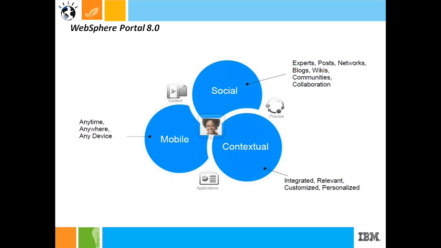Then blogs, wikis, communities, collaboration, everything is being provided by version 8. Then integrated, relevant, customized and personalized. So probably I have my third view, that is a contextual view of the portal, which is an integrated view, very relevant to the customer, even customized based on my customer needs, and personalized. Everything is provided as part of this Portal 8 implementation.